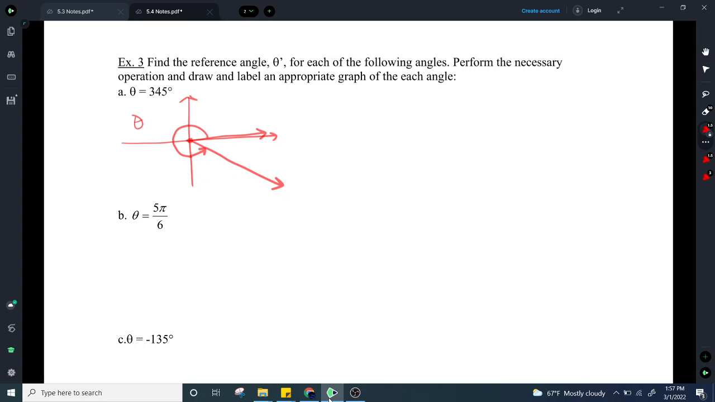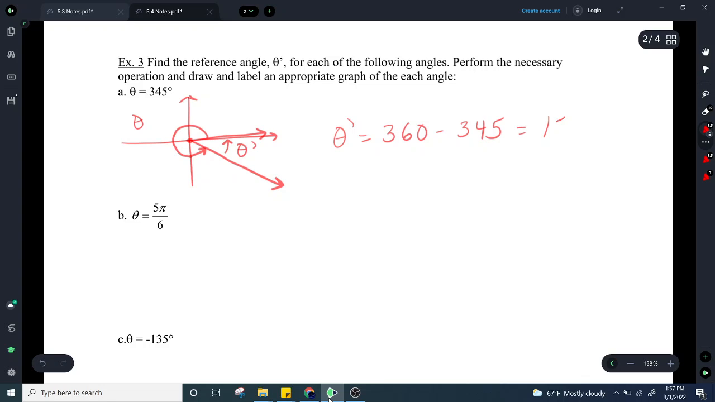How do I get the reference angle? Remember what it is. It's made with the terminal side and the nearest x-axis. So the reference angle has to be right here. That would be theta prime, our reference angle. So how do we get it? We want to complete the rotation to 360. So I'm going to do 360 minus the 345 that I've already traveled, and my reference angle is 15 degrees. Remember, your reference angle every time has to be positive and it has to be acute, less than 90 degrees. So make sure it is every time you do it.